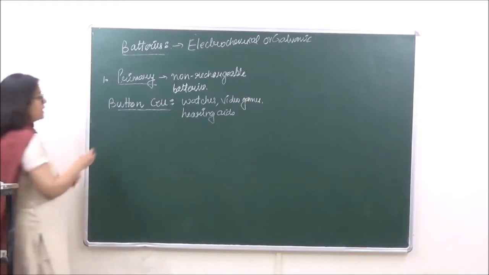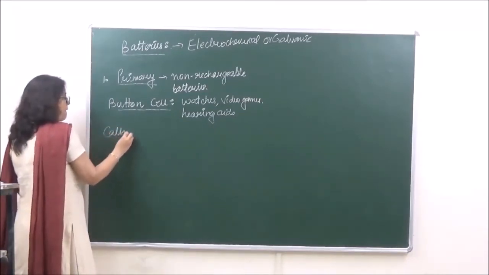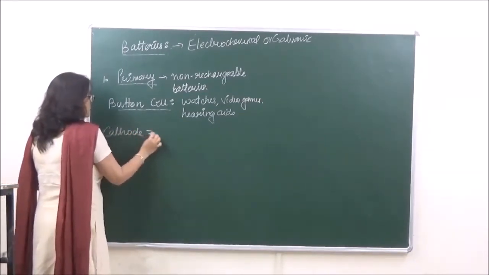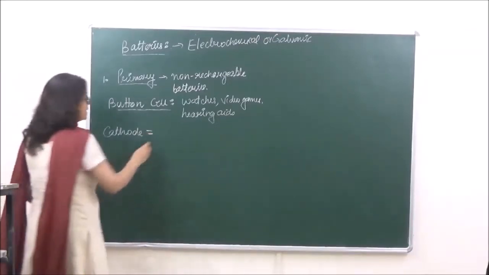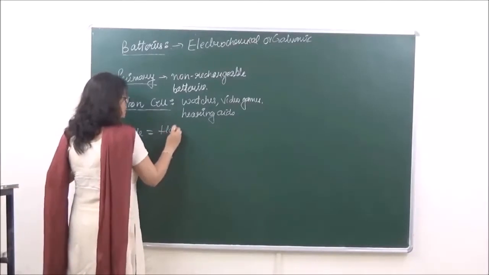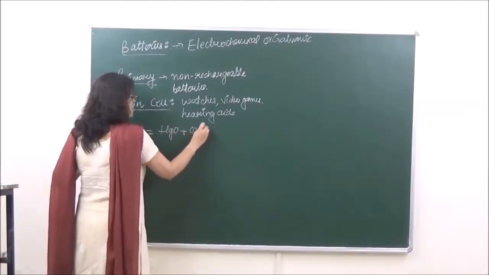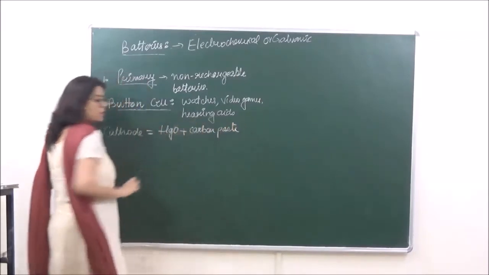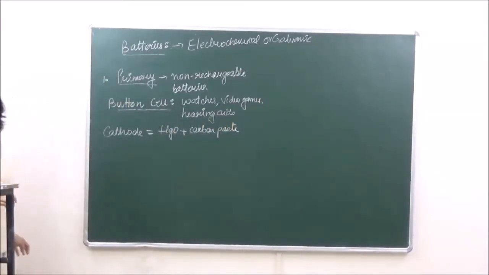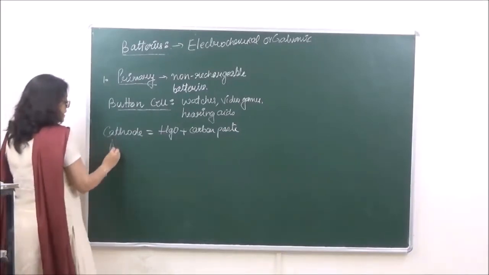Now in this cell, the cathode is made up of mercuric oxide plus a paste of carbon. This is the cathode. The anode is again made up of zinc.